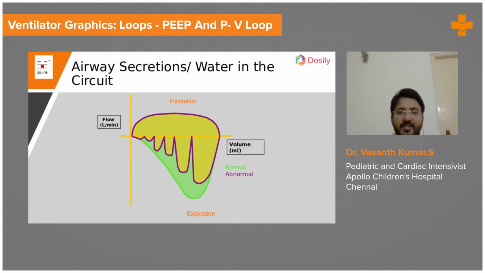This is a very common image which you can see on the ventilator. It will even be seen in the flow time graph. If you have a lot of serrations in the expiratory flow, it usually indicates there is some secretion or water in the circuit.